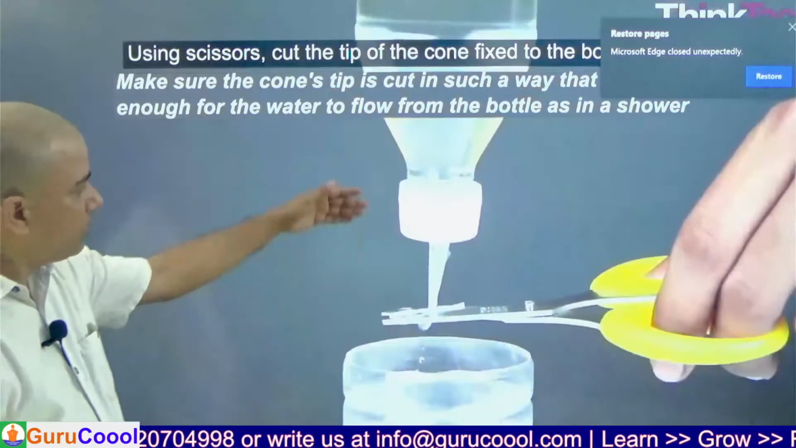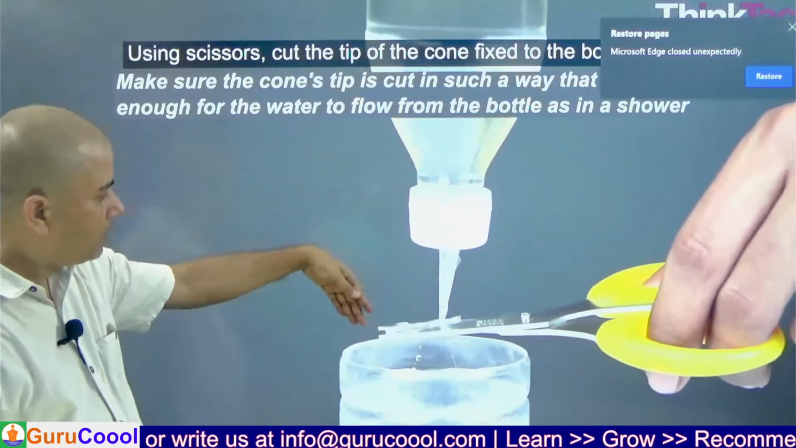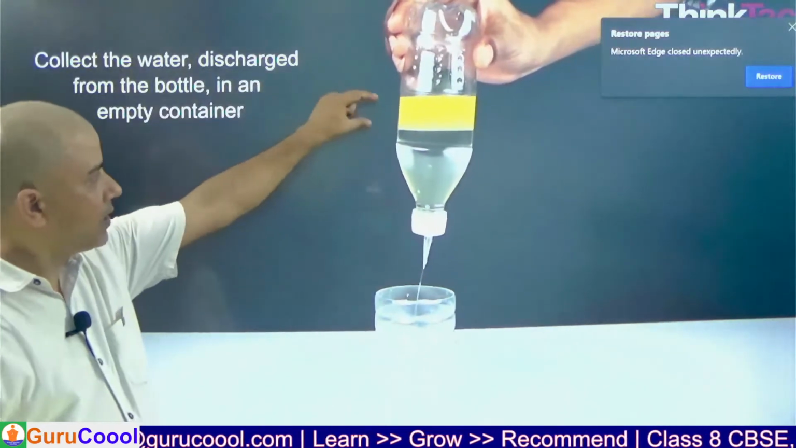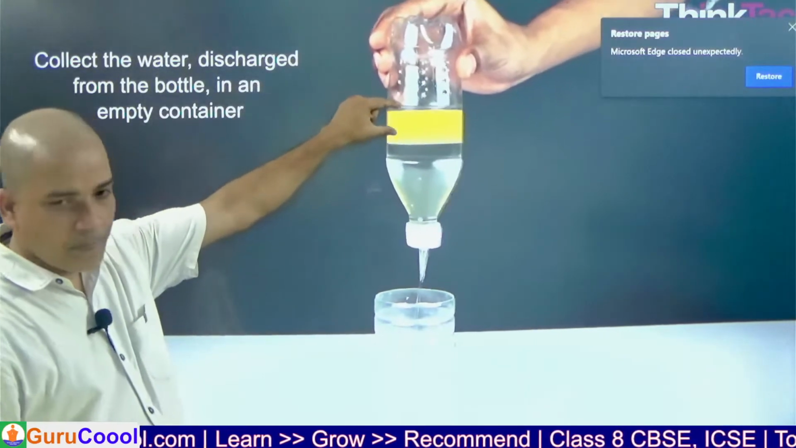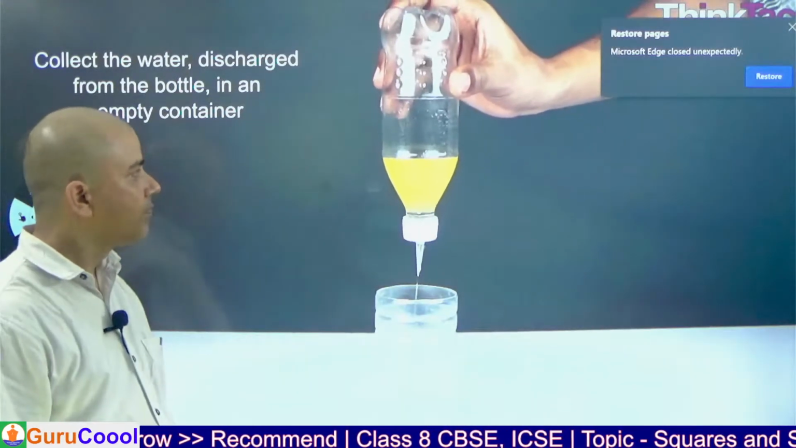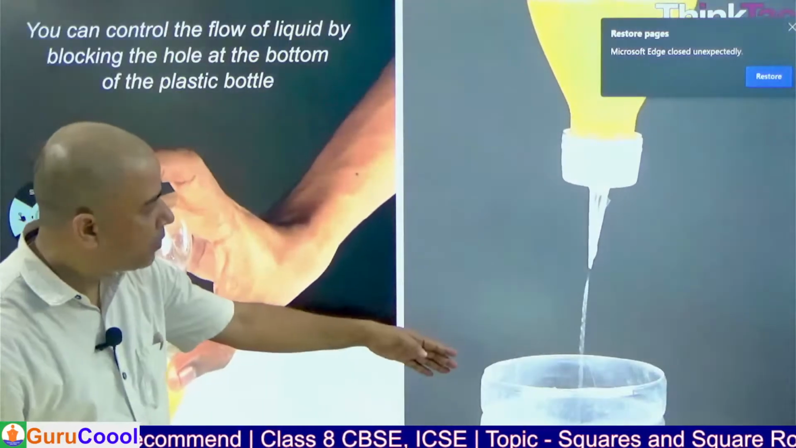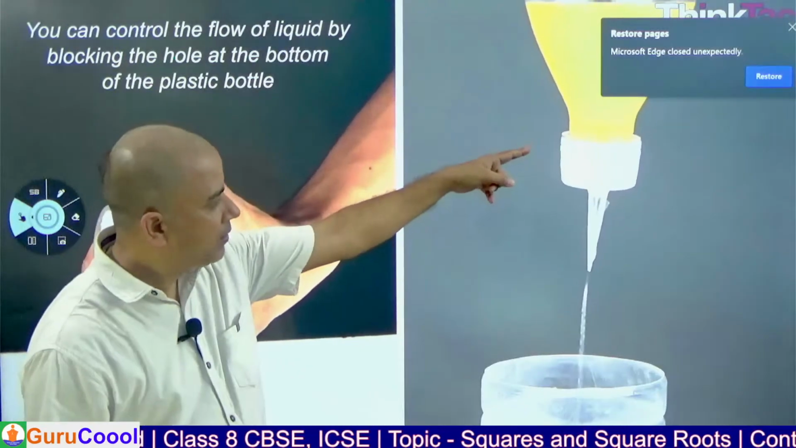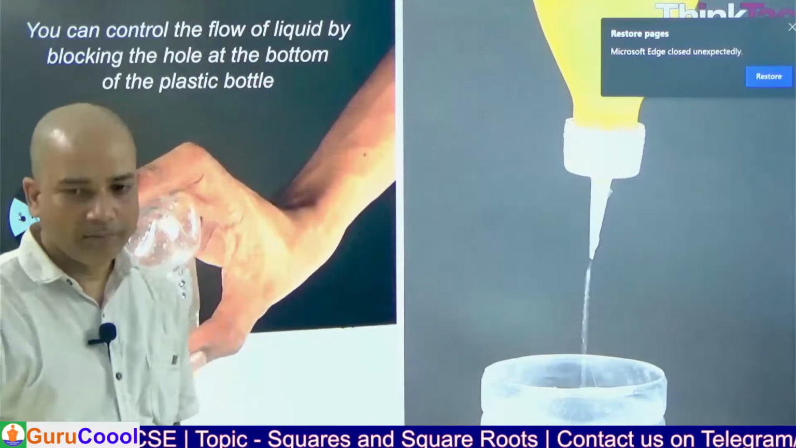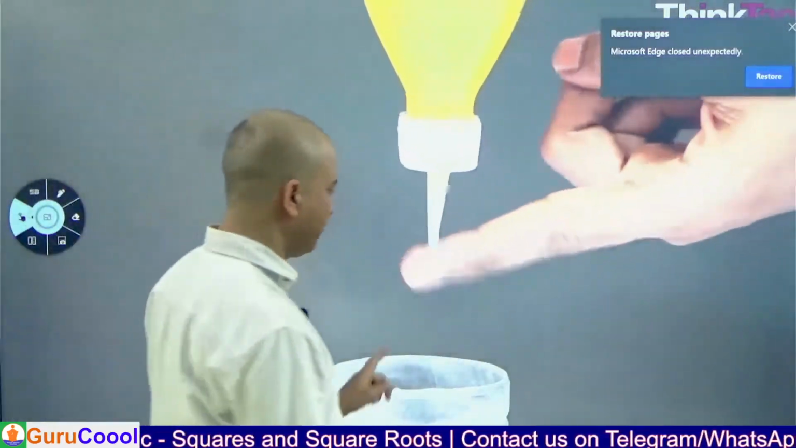He is allowing water to come out. Water is coming only, not the oil. Oil is safe there, this layer of oil. This is called the separating funnel method. Now all the water has come out, only the oil is remaining. Now he can stop here and it is done. The process is over.